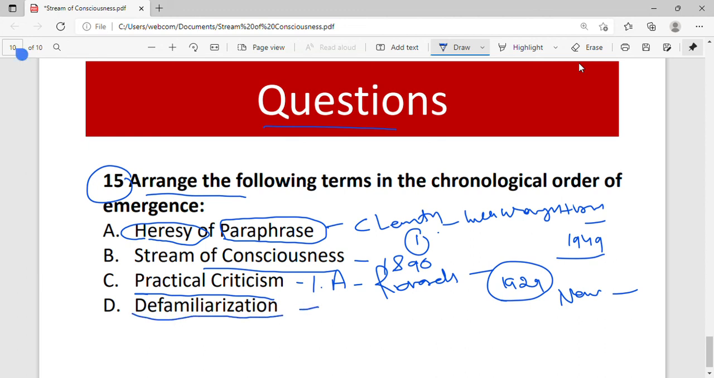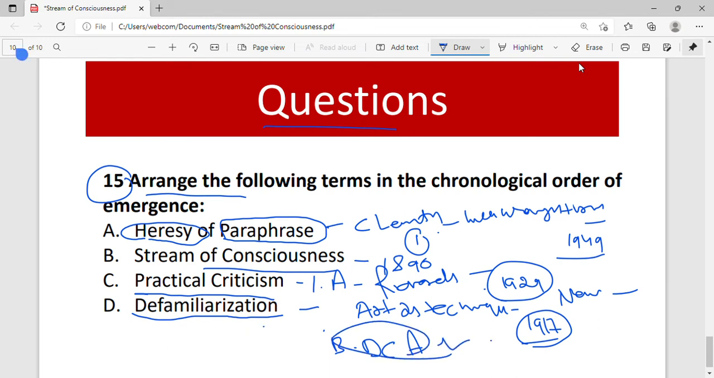Defamiliarization, Victor Shklovsky. This term was coined in Art as Technique in 1917, right? So now I think we can put them into chronological order. The B came first. Okay, you tell me this in the comment section. D came, then came your C, and then came your A.